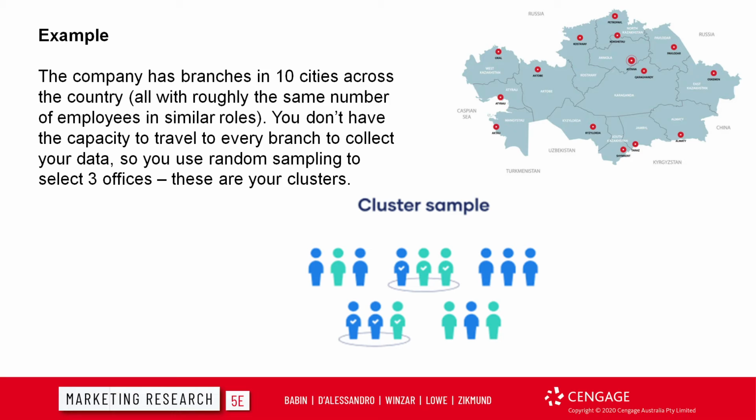For example, let's say FlipKZ, or I don't know, Wildberries, has branches in 10 cities across Kazakhstan, and you don't have the capacity as the researcher to travel to all of these 10 cities. But you can use random sampling to select only 3 branches, 3 offices, and this will be your clusters. Let's say you want to visit the 3 largest cities like Almaty, Nur-Sultan, and Shymkent, and these 3 branches and offices will be your clusters you choose for your research project to represent all these 10 cities.